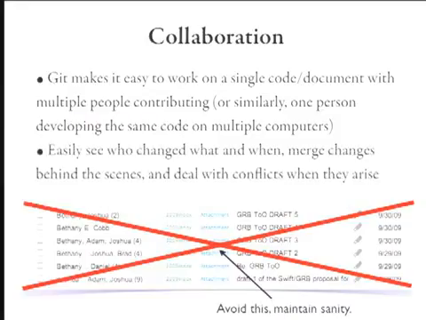But we also just want to avoid this, emailing each other back and forth different versions of a paper or of a code base or something like that. So this way allows us to easily see what has changed and when, and be able to do all the merging of all the different changes behind the scenes. And if any conflict should arise, which hopefully they won't, unless you're both working on the same line of code or the same paragraph of a paper, then we can deal with those merge conflicts as they arrive.